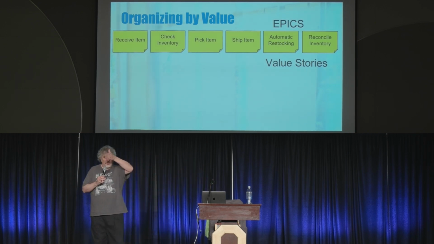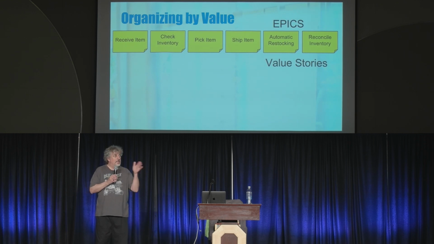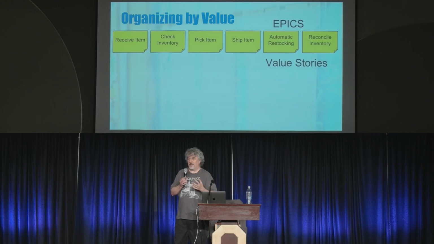Okay, I want to add something to that, and that is that if I accomplish these epics one by one, actually in any order, I don't get to a point of value until they're all completely done. So let's just say I do pick item, and I get that completely done. Okay, now I can pick items, but I can't put pick item into production. It's not something that I can actually get some value from.